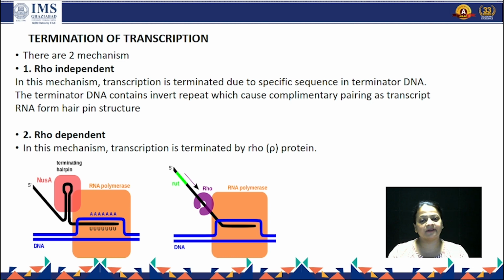So students, you have seen how prokaryotic RNA transcription takes place. There are two important parts: one is the enzyme, the different parts of the enzyme, and second is the three stages of transcription. It is very important to understand both of these things. So that is all about transcription.